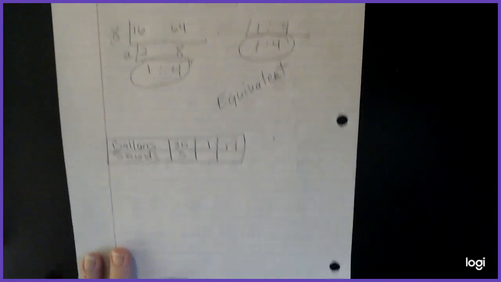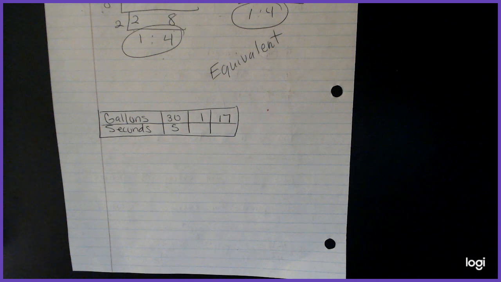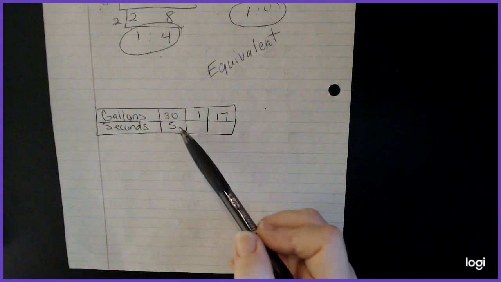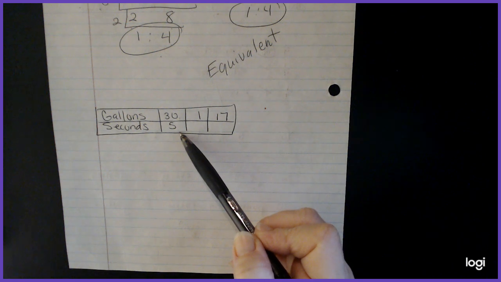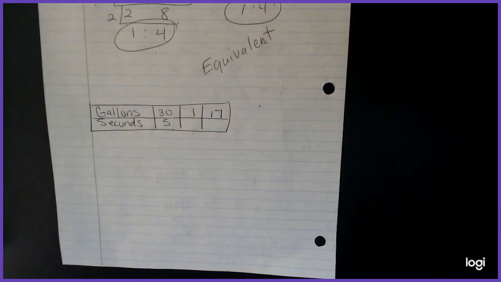All right, so the last thing I'm going to have you practice on your marker board is I'd like for you to make this ratio table of gallons, and we're comparing it to seconds. So the first rate you see is 30 gallons to 5 seconds. I would like for you to tell me how many seconds it is for 1 gallon and how many seconds it is for 17 gallons. Let's see, how would we solve that?